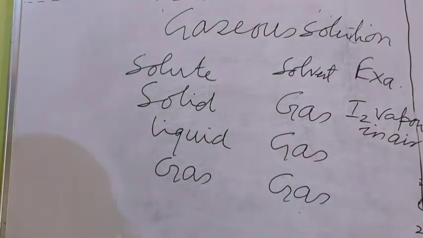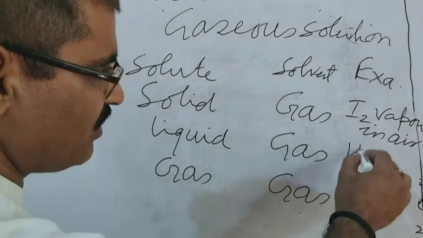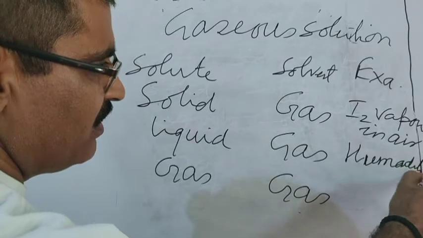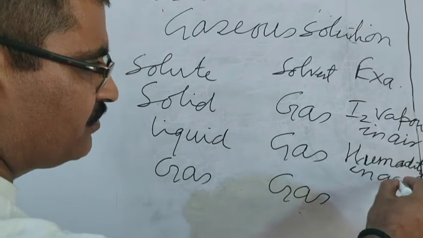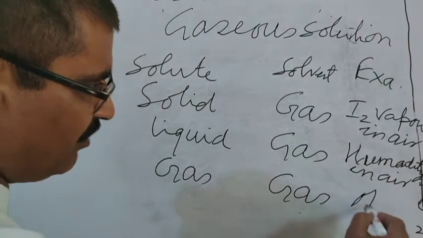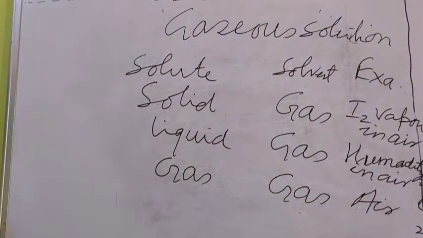Liquid dissolved in gas, a liquid molecule that is dissolved in gas, is the humidity in air. Very good example is humidity in air, meaning water droplets in air, which is an example of liquid in gas. And third, gas in gas, the example is air. All of you know air is a mixture of gaseous molecules.